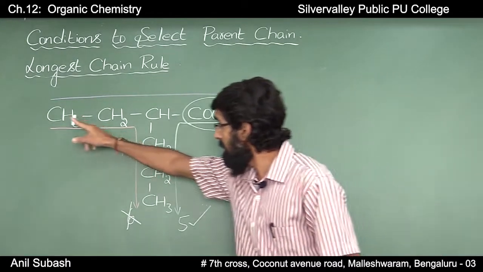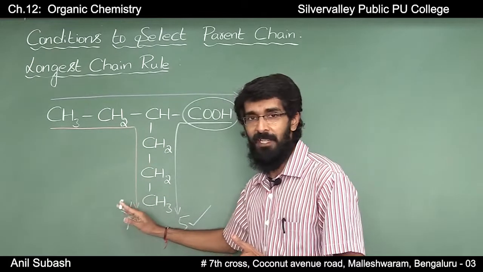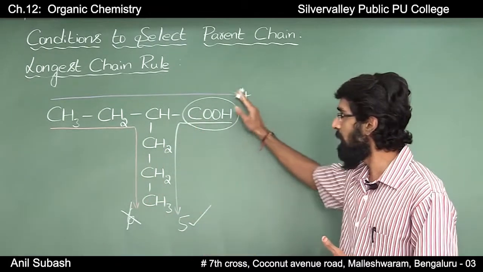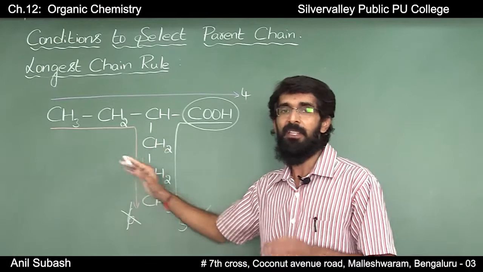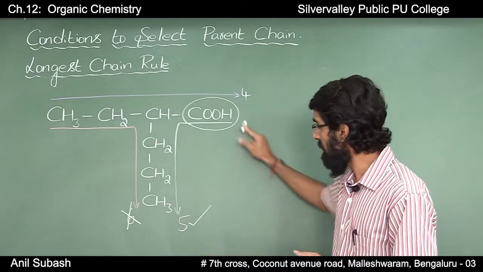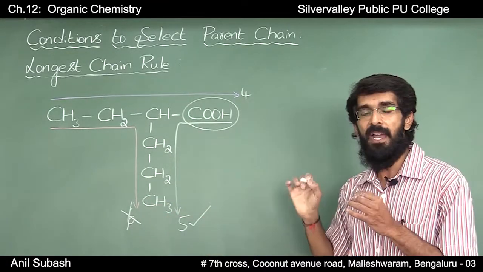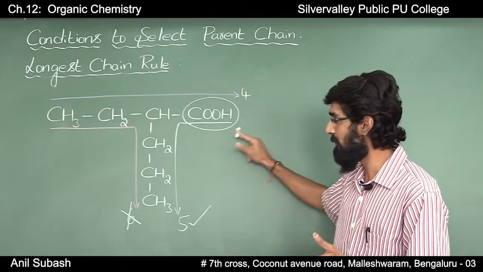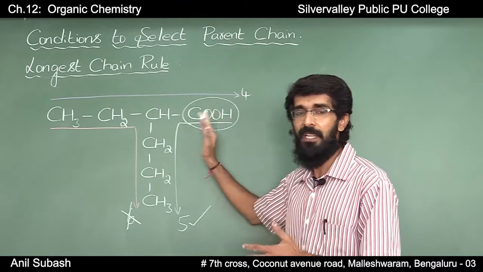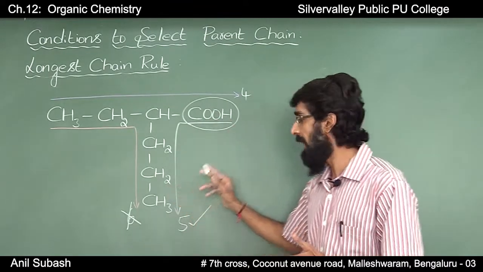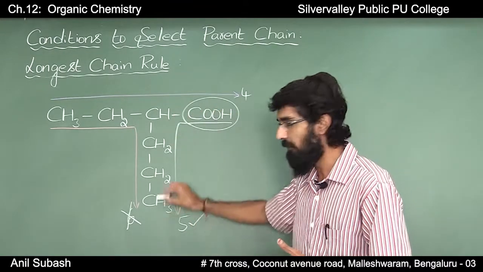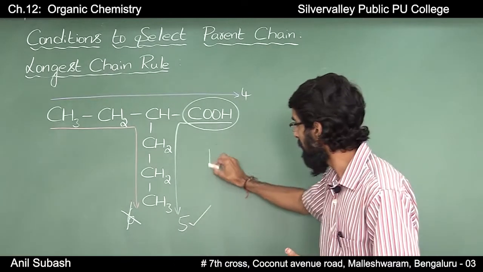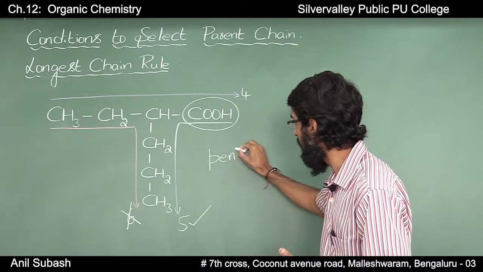Even though this chain contains 6 carbon atoms, the functional group will not be included in the chain. Therefore, even though this chain does not contain the maximum number of carbon atoms, since it contains the functional group, this will be our parent chain, and this parent chain contains 5 carbon atoms. Therefore, the root word will be pent.